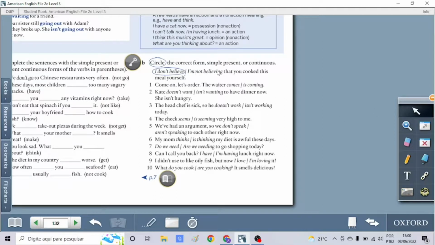Letter B, circle the correct form, simple present or continuous. Let's go. Pause the video and choose between simple present or continuous.